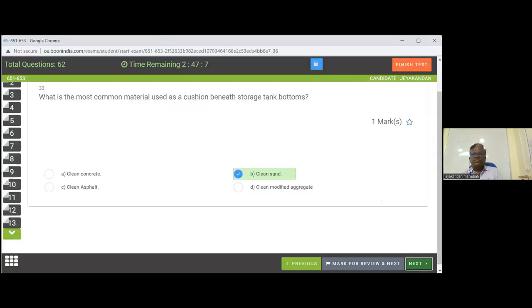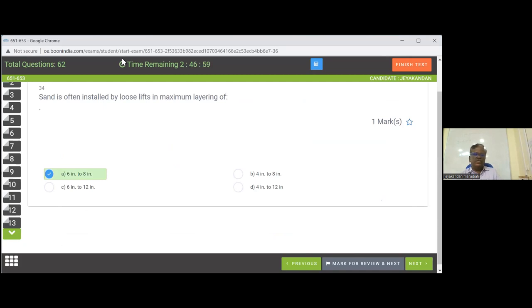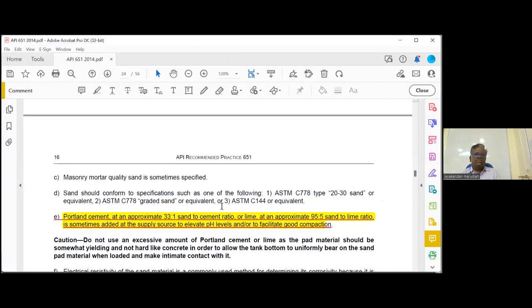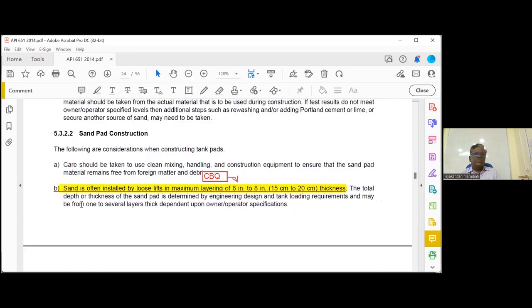Yes, next one. Sand is often installed by loose lift in a maximum layer of 6 to 8 inches. This is an important question. So here it is. 5.3.2.2.B, okay, 6 to 8 inch thickness. Then next one.